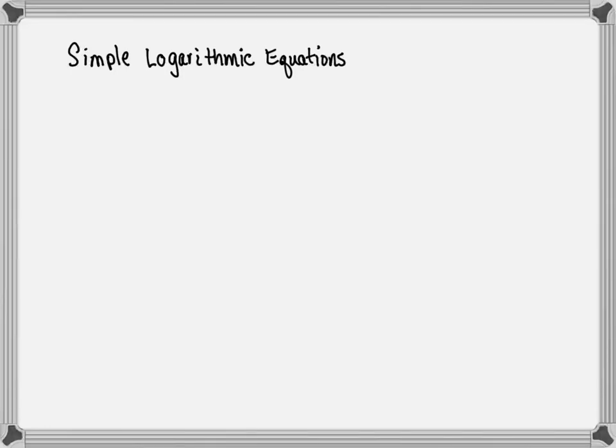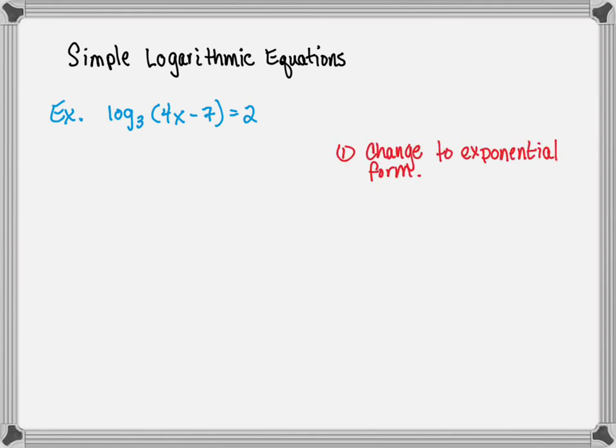Let's look at a few examples of solving some simple log equations. So our first example, we'll look at the log base 3 of 4x minus 7 equals 2. Our first step will be to change this to exponential form. So I'll take the base and raise it to the exponent, so 3 squared equals the argument, equals 4x minus 7.